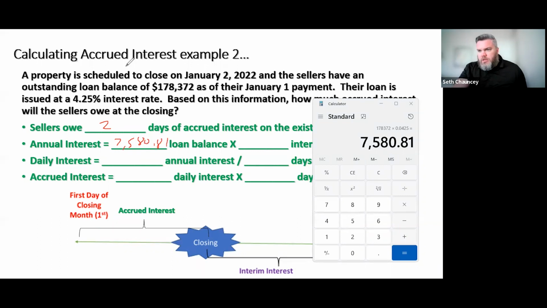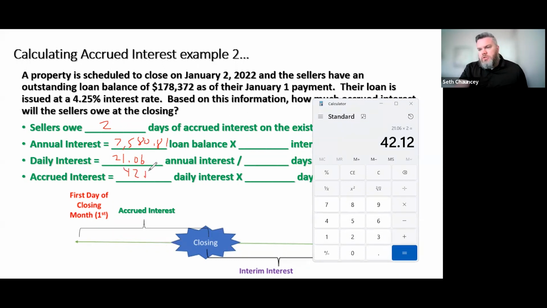$7,580.81, divided by 360 should give you $21.06 a day. And then $21.06 times 2 is 42.12, or if you got 42.11, no big deal. If you round it differently than me, that answer's fine. You'll never come down to rounding like that.